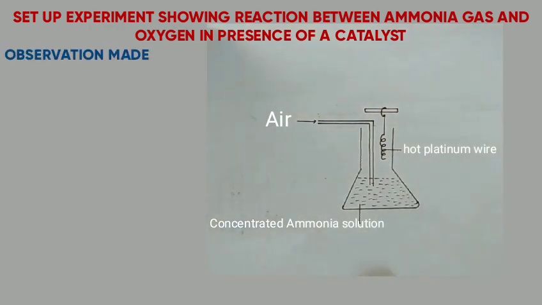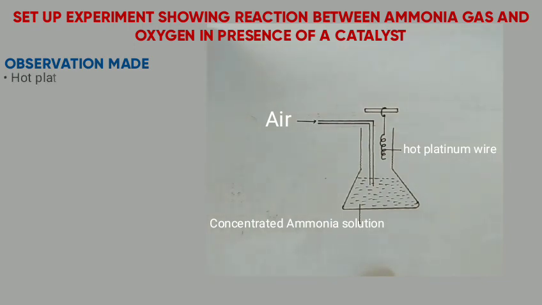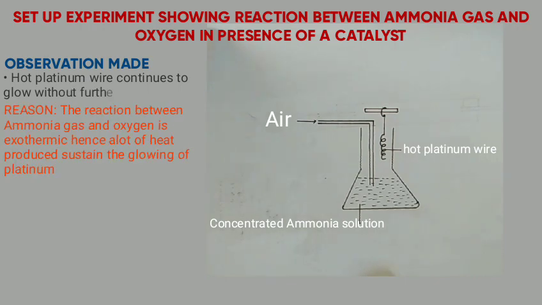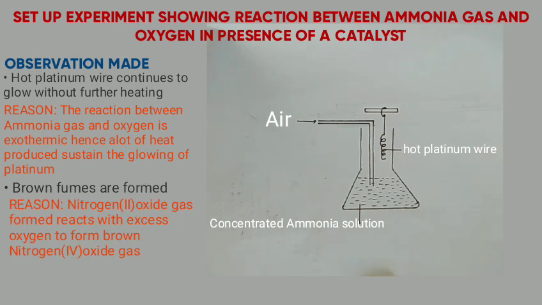Now the observation made in that experiment is that the hot platinum wire continues to glow without further heating. The reason: the reaction between ammonia and oxygen gas is exothermic, hence the heat produced sustains the burning of the hot platinum wire. Brown fumes are formed. The reason: nitrogen(II) oxide formed reacts with oxygen to form nitrogen(IV) oxide gas, which is brown.